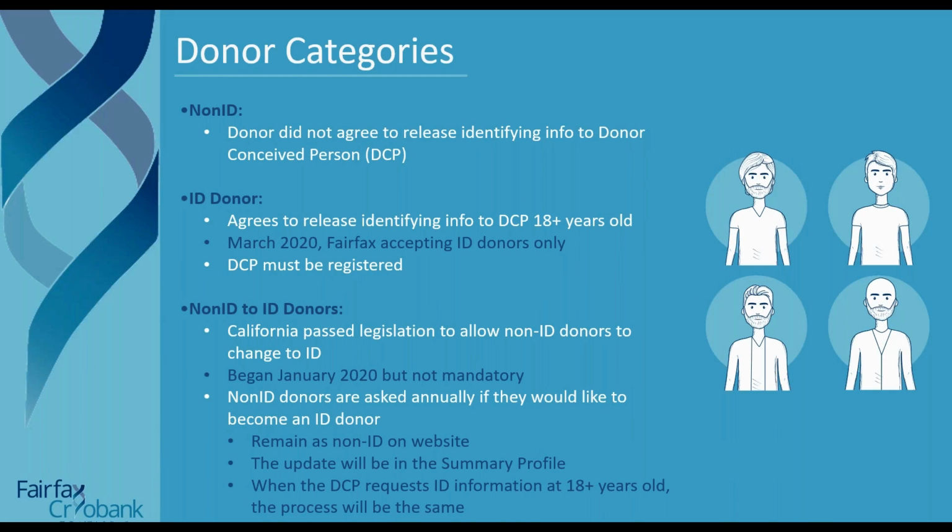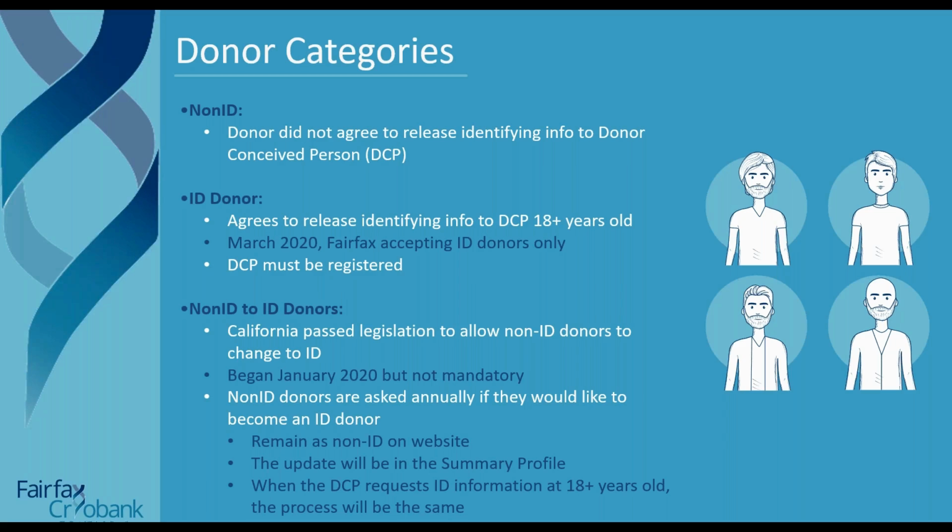We offer a variety of donor categories. Non-ID donors were previously called anonymous, but these are donors who did not agree to release identifying information to a donor-conceived person, or a DCP. We also have ID donors. Those are donors who agree to release identifying information to a donor-conceived person who's at least 18 years old and has been registered in our ID program. Since March of 2020, we've only accepted ID donors.